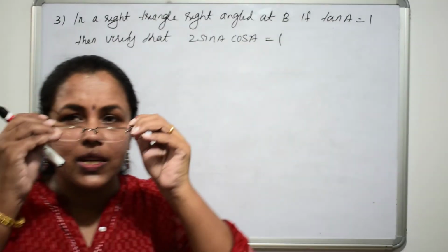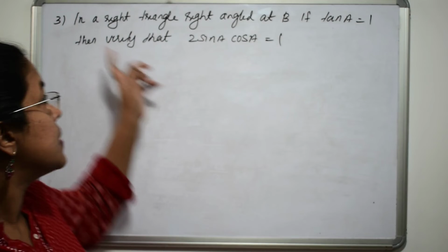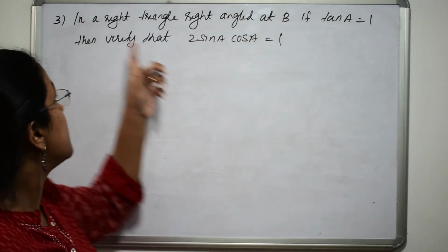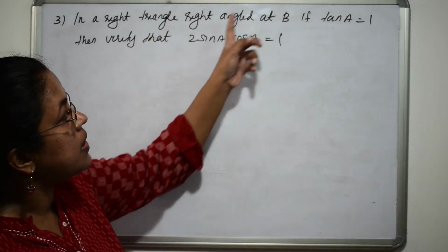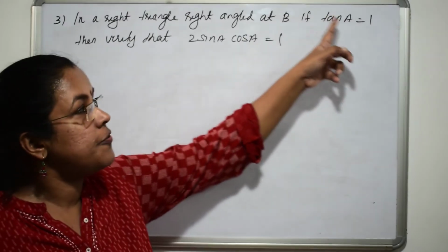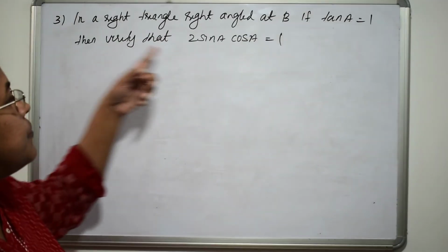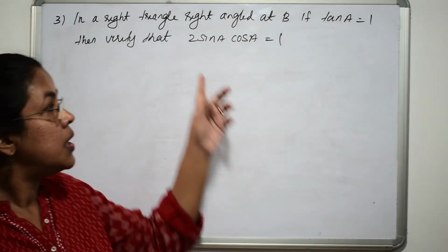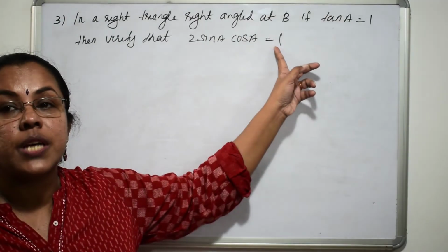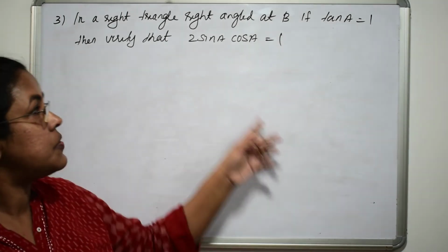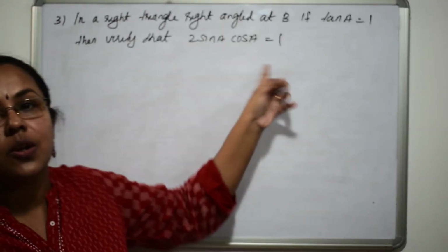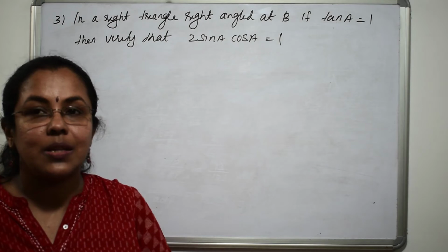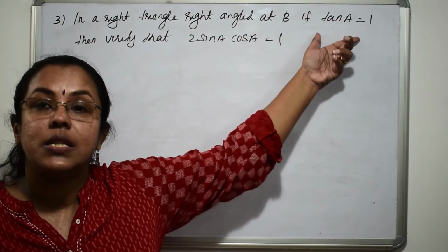Okay, we will discuss one more question. Question is written here. In a right angle triangle at B, if tan A is equal to 1, then verify that 2 sin A cos A is equal to 1. In order to verify this, we have to calculate the values of sin A and cos A, isn't it? That is the only thing we want. What is given? Tan A.